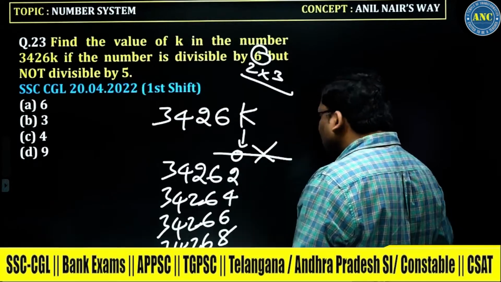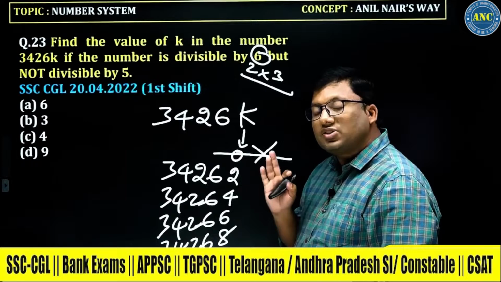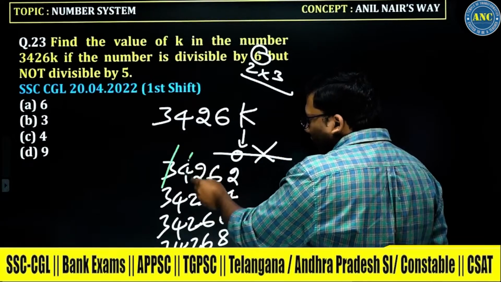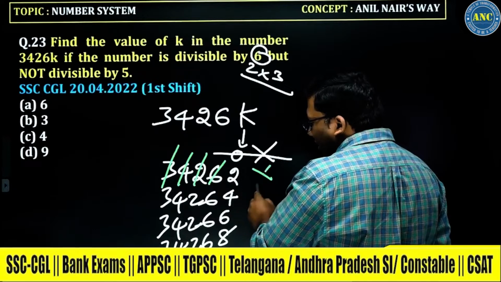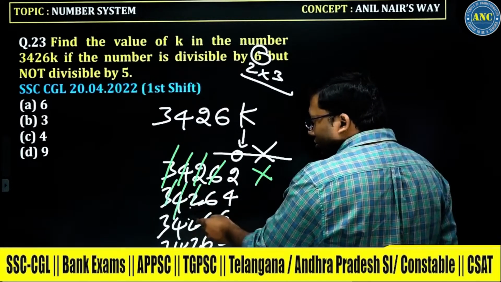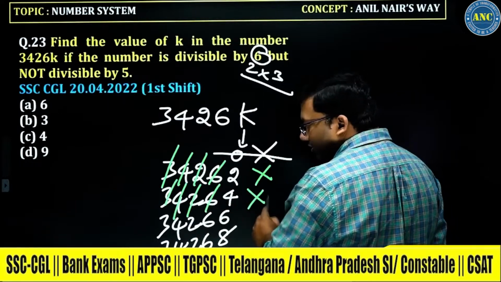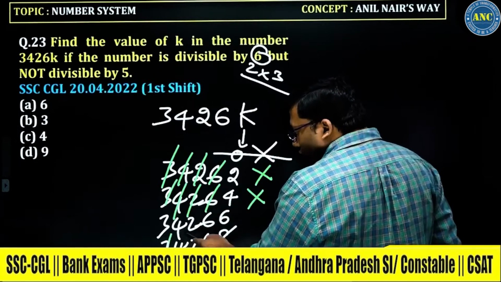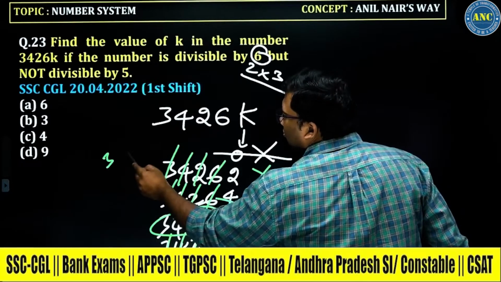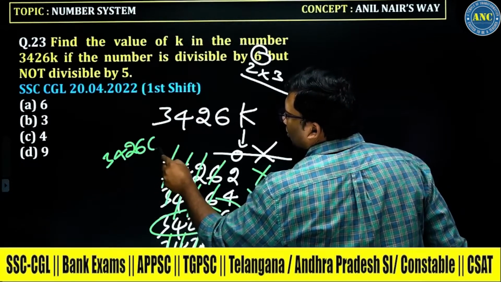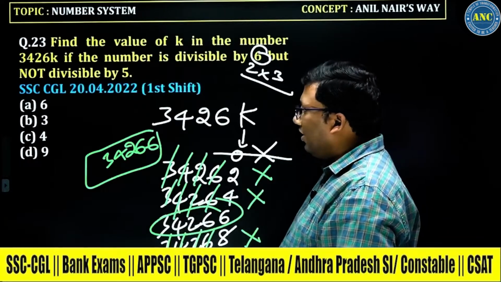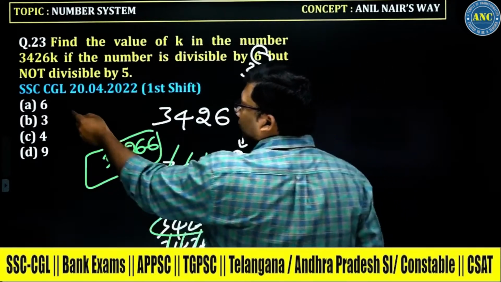The number has to be divisible by 6, which means it should be divisible by 2 as well as 3. If you observe, 3 plus 4 plus 2 plus 6 plus 6, it is not divisible by 3 for the others. So the answer for this question is 34266. What will be the k value? The k value will be 6.